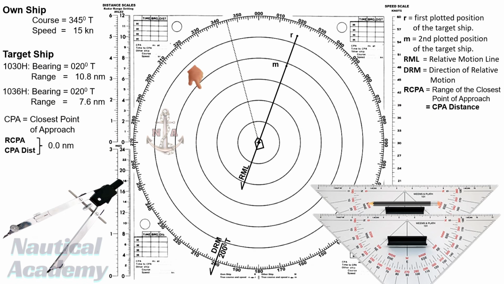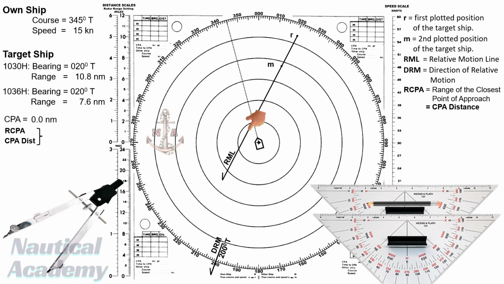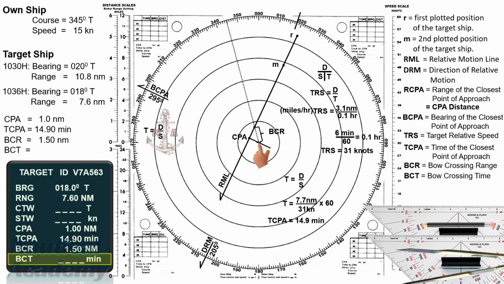On the radar display, the RCPA or CPA distance simply appears as CPA. Now, if the relative motion line passes at some distance from the own ship's position, instead of through the center, collision will not exist. I have a separate video about this scenario, which explains how to determine the CPA, the bearing of the closest point of approach, or BCPA, the bow crossing range, and the bow crossing time. If you want to see the full video tutorial, kindly check the link in the description below.